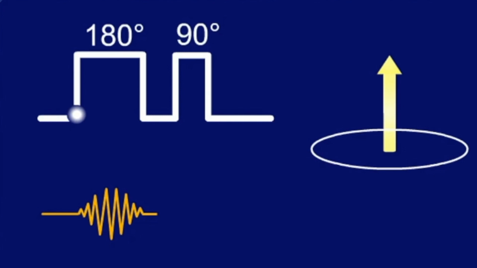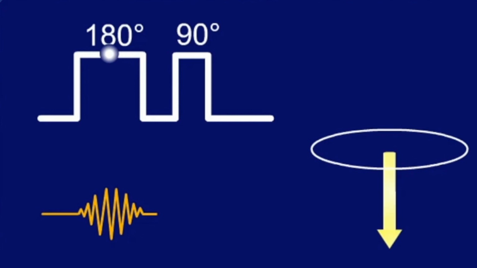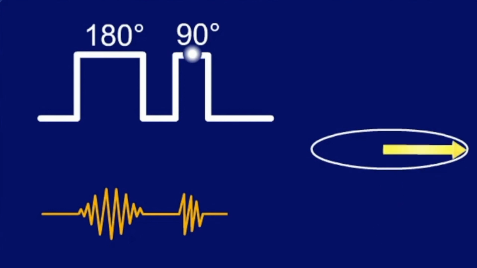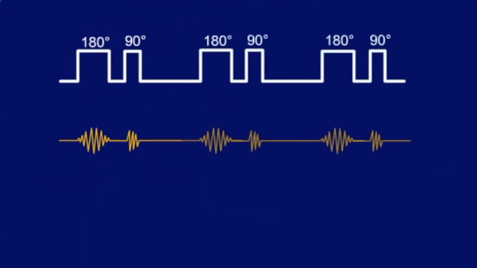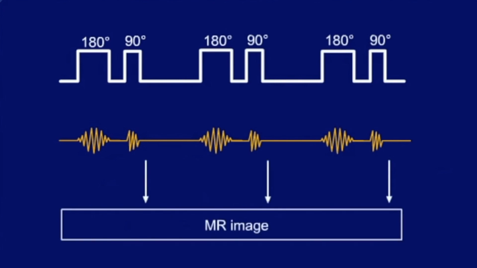So, we first use a 180-degree pulse, which turns the longitudinal magnetization in the opposite direction, which is then followed by a 90-degree pulse. The 90-degree pulse tilts the magnetization into the transversal XY plane so it can be measured, received. Similar to the spin echo sequence, we use several pulse cycles for signal measurement.